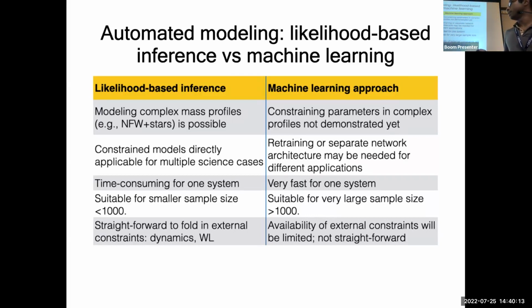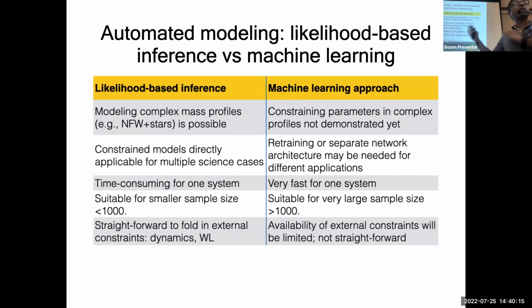However, likelihood-based inference is very time-consuming for one system. Apart from the computational cost, it's also already time-consuming for a human, but the machine learning approach is very fast.